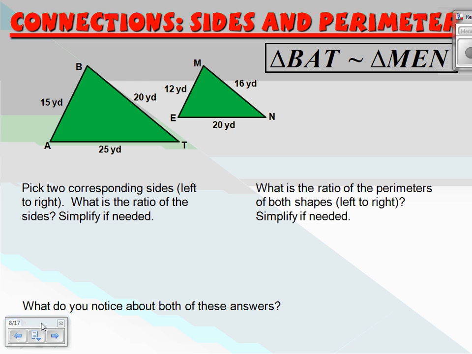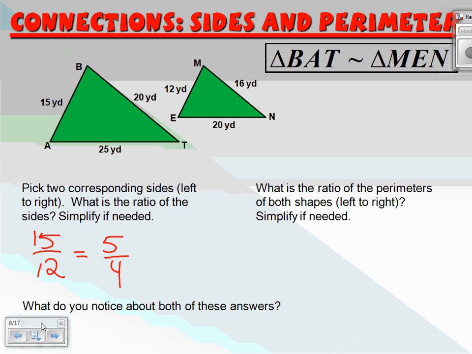Okay. I'm going to choose two sides. I'm going to choose a smaller one, 15 and 12. What's the ratio of these two sides if I simplify it? What's the biggest number that goes into 15 and 12? I think the answer to that is 3. So 15 divided by 3 is 5. 12 divided by 3 is 4.